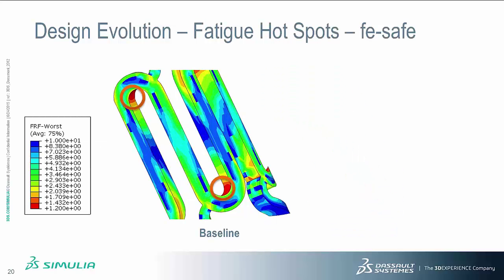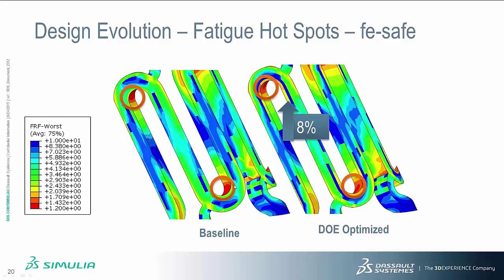The second factor that we want to look at is the fatigue hotspot. The same region where the stress is higher will also lead to the lowest fatigue factor, and those are the two regions for which the fatigue factor is lowest. And the DOE optimized stent leads to an 8% improvement in the worst factor. That means the worst factor has improved by 8% in those two regions, from let's say 1.22 to a slightly larger value by 8%.